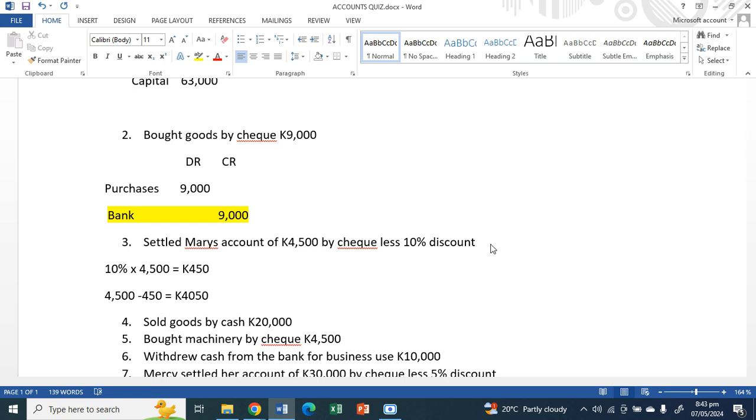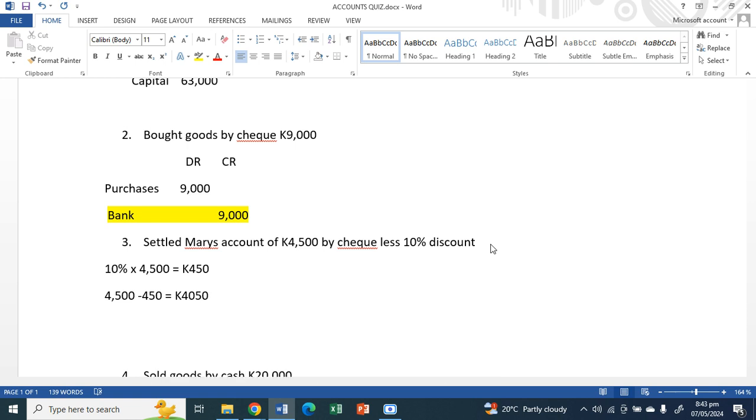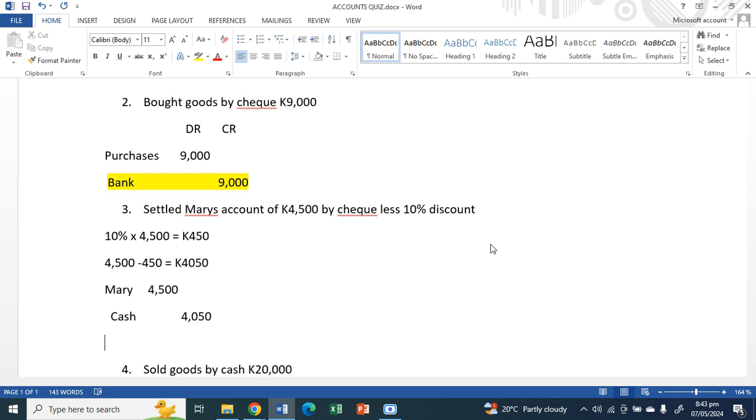So we are paying Mary. She's a liability. A reduction in a liability, you debit. So you're going to debit Mary. Now you're going to debit Mary the full amount, 4,500. Then since we are paying her from our bank, which is an asset account, reduction in an asset, we credit. So we're going to credit bank 4,050. And then discount received.